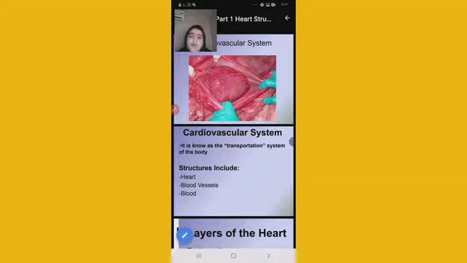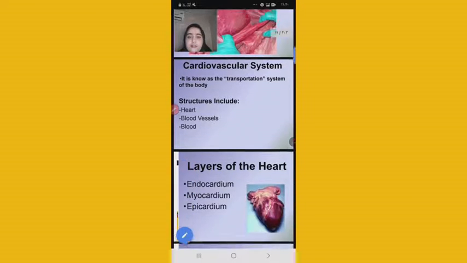Okay, then let's go. The cardiovascular system, as you know, is known as the transportation system of the body. The structure includes the heart, blood vessels, and blood.